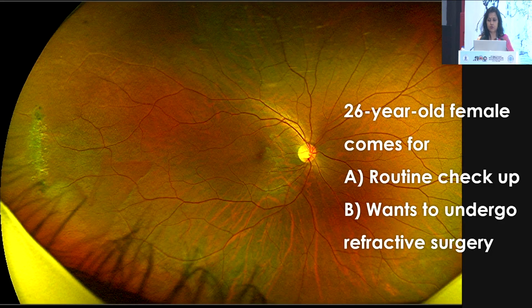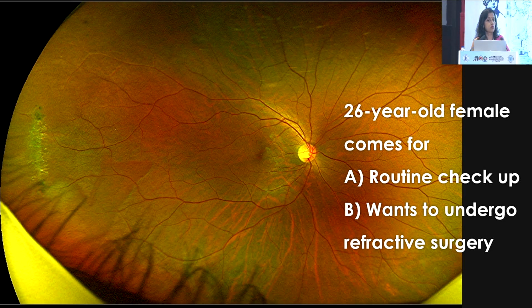A 26-year-old female comes for a routine checkup. You see that lattice there. Would you treat her? Show of hands. Would you treat her, Mudit? Just a lattice degeneration, no hole there. The patient has come for a routine examination, no symptoms, no family history. Then that's right, you don't really need to treat every single patient with lattice degeneration. But if she wants to undergo refractive surgery, she's a high myope, she has a family history, there's a hole there, then you definitely want to treat this patient, because you'll never know what happens post-operatively.